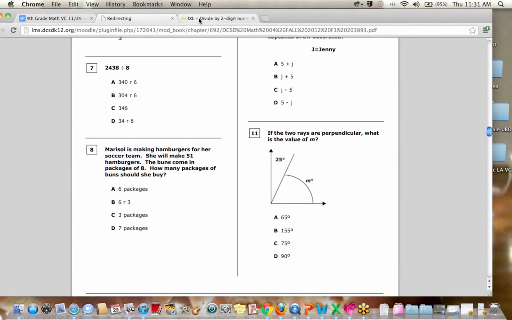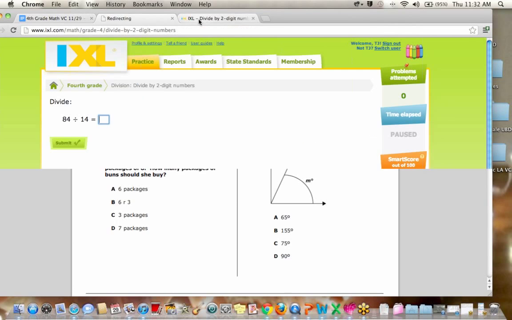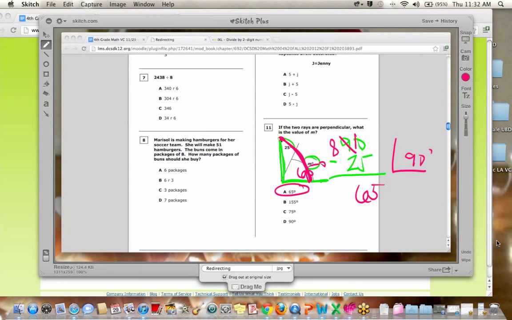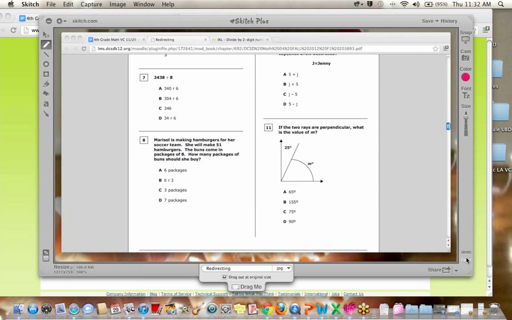All right, guys, we are going to switch gears for just a minute and practice what you're doing in Little Lincoln, which is division. So I have 84. I'm going to do the first one with you. Let me clear this and take a picture.